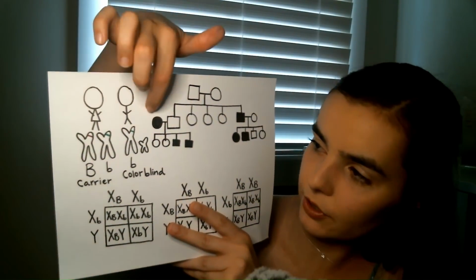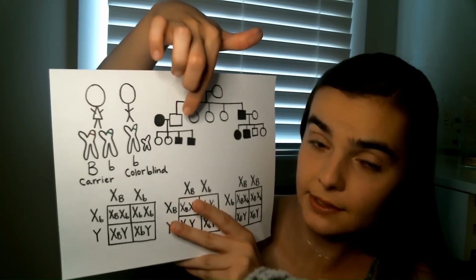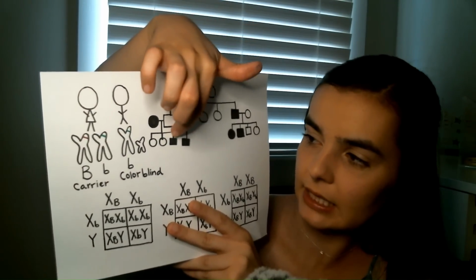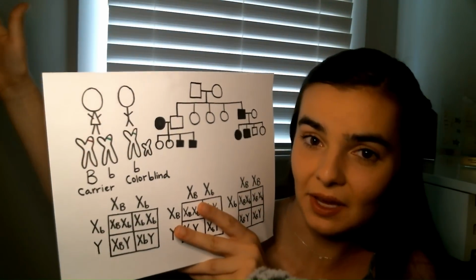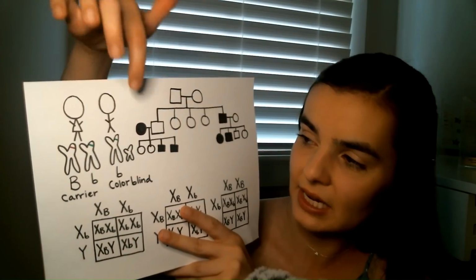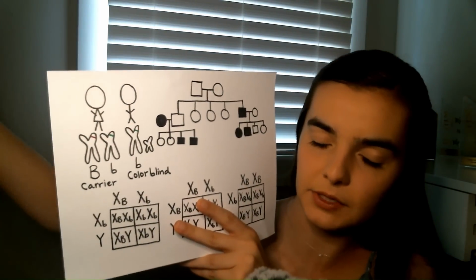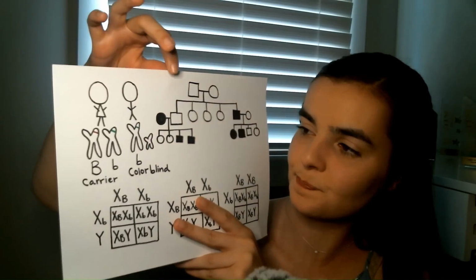And then over here, still an affected female. All of her boys will be colorblind, because she's giving them their only X, and she's colorblind, so they will be colorblind. But the dad is not, so the females will all be heterozygous carriers.